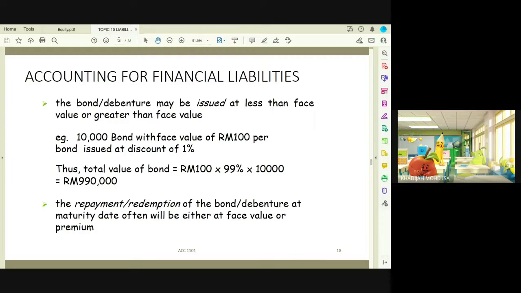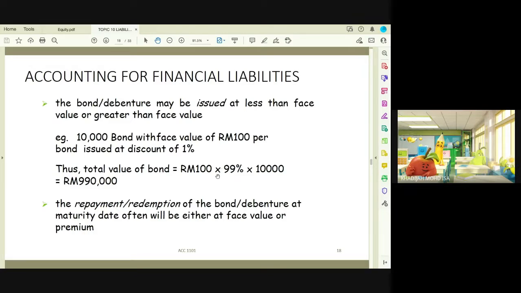It may be issued at less than face value. For example, here the bond face value is 100, issued at a discount of 1%. So if you discount 1%, what you get is only 99%. So what you have to do is take the 10,000 units of bonds, 100 ringgit per bond, times 99%. Why 99%? Because it was issued at a discount.